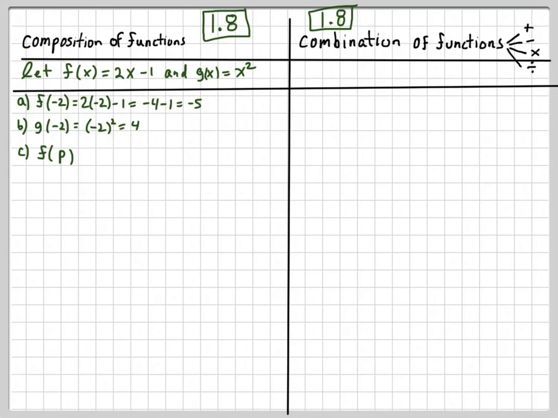If I ask you to find f of the input p, now p is not a number, but I would do it the same way as I did previously. I would plug in the p into f of x, and I would get 2p minus 1. I would just make sure that it's fully simplified, and that is it.